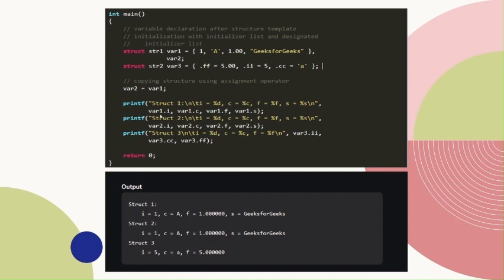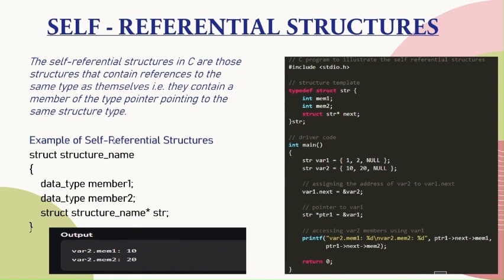Even while printing, we are using the dot operator, and for structure 1 the output is: i is 1, c is A, f is 1.00, this is a floating type, and s, which is a string, gives us Greeks for Greeks. Similarly for structure 2, and in structure 3 the i value is initialized with 5 and the c value is A, and the floating type gives us 5.00, which is again a floating point.